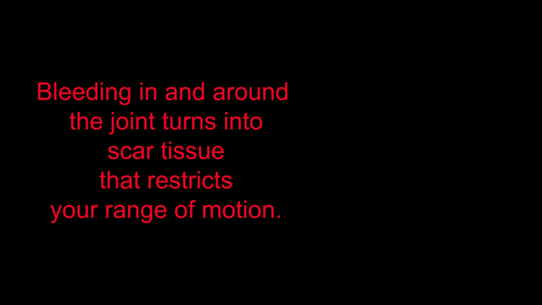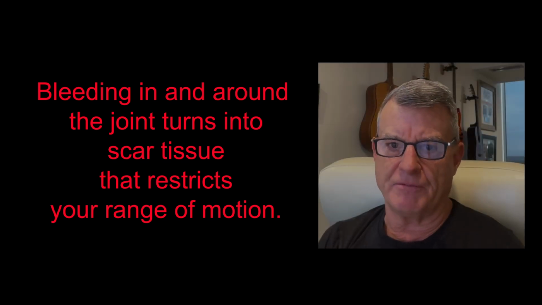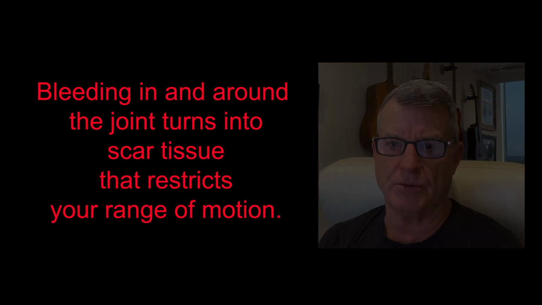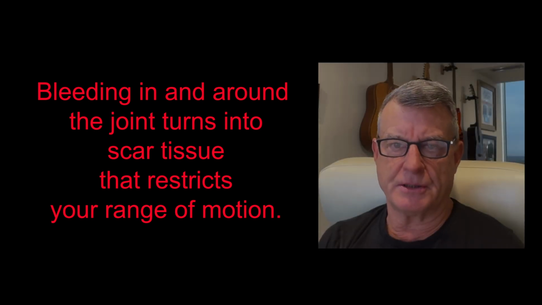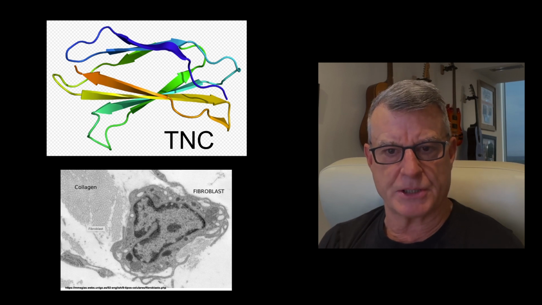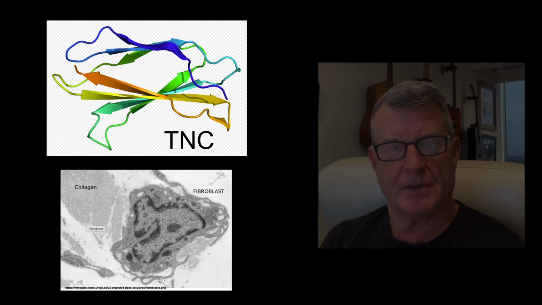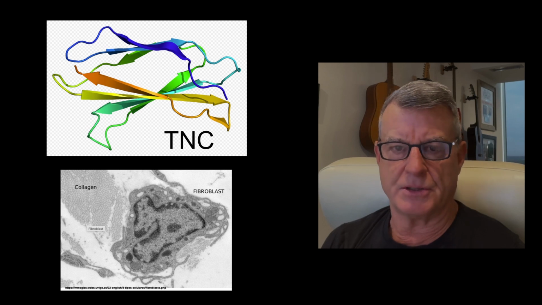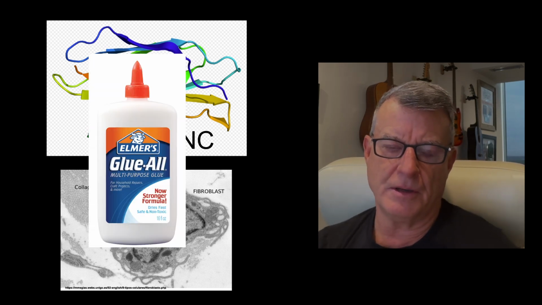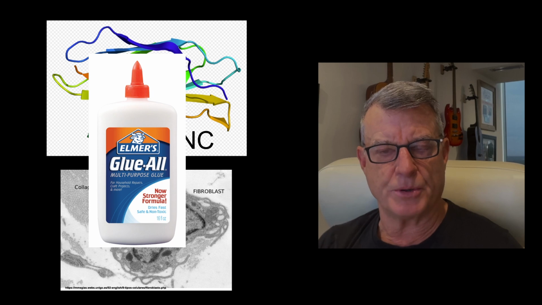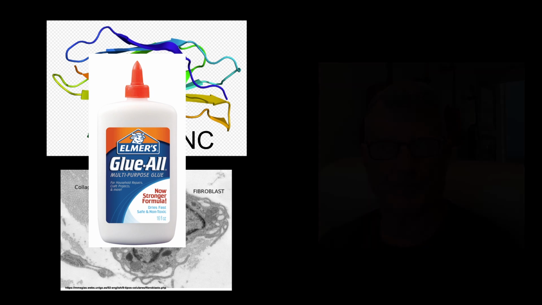What is motion loss due to joint stiffness? It is the postoperative or post-injury scar tissue in and around the joint that limits your range of motion. Scar tissue is the result of bleeding in and around the joint. This bleeding causes overproduction of fibroblasts and extracellular proteins such as tenascin-C. These extracellular proteins are like glue in the soft tissue that hold the collagen fibers produced by the fibroblasts together.